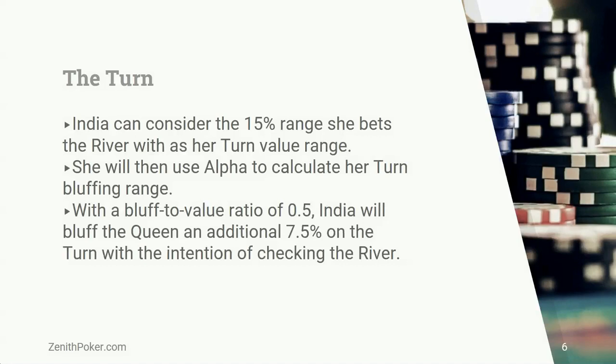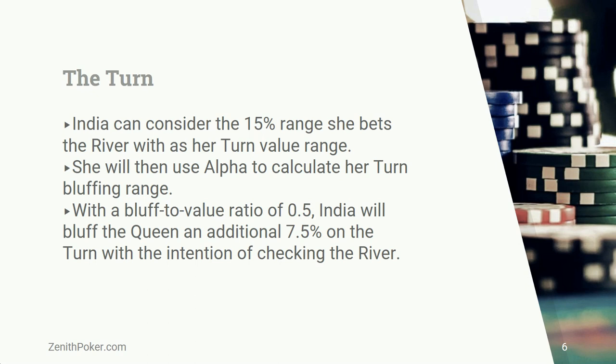Here we see that India has a 15% betting range on the river, and she can use alpha to calculate her turn bluffing range. So with a bluff to value ratio of 0.5, she's going to bet an additional 7.5% queen to match the 15% betting range that she will bet on the river. So her total range here on the turn will be 22.5%. 10% of that is the ace, and 12.5% of that is the queen.